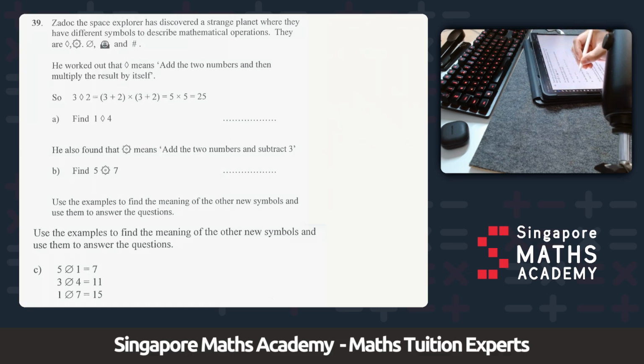And so adding them together is 5. And so 5 times itself, 5, is going to be 25, right? 1 add 4 multiplied by 1 add 4, which gives me 25 because 5 times 5 is 25.